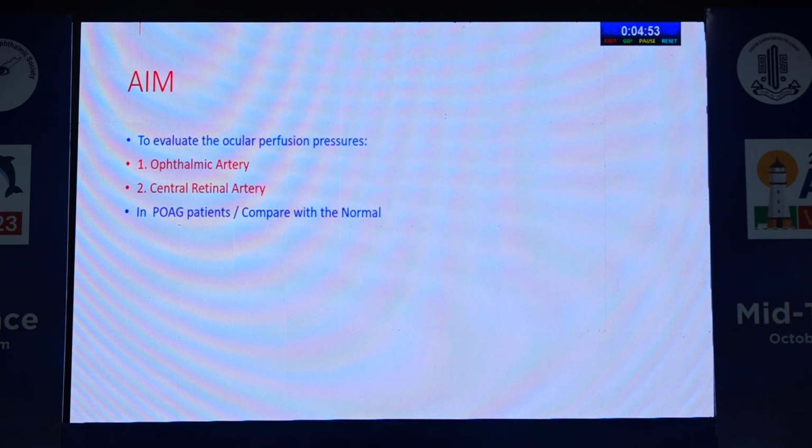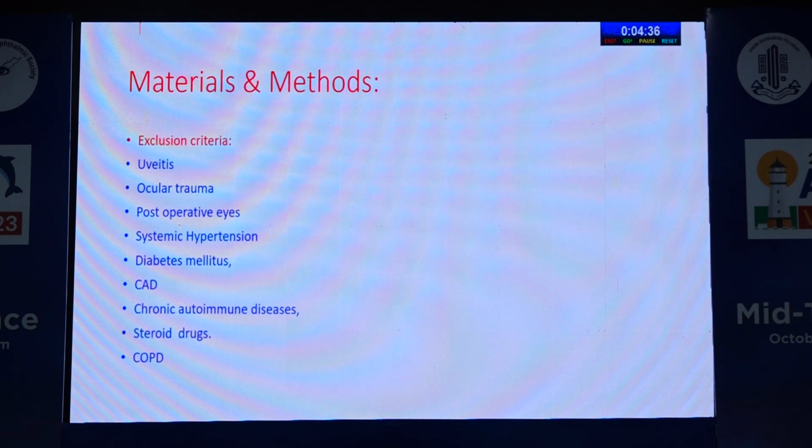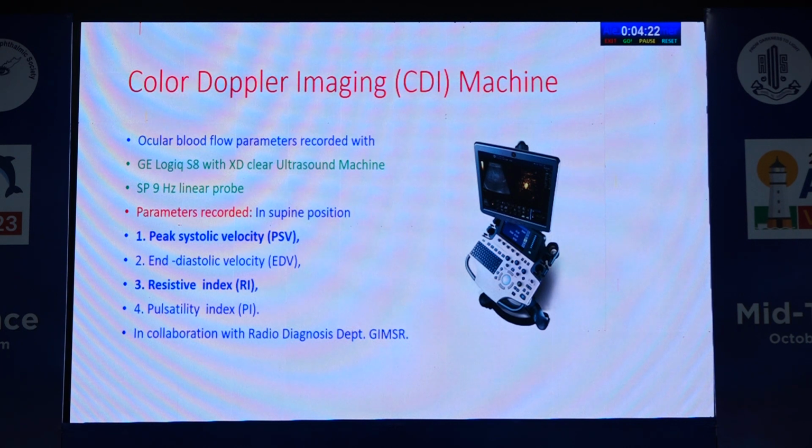Our aim is to record the ophthalmic artery and central retinal artery perfusion pressures. We did this study at the Gitam Institute of Medical Sciences in collaboration with the Radio Diagnosis Department. We included 20 patients of open angle glaucoma and 20 controls. We excluded uveitis, ocular conditions, ocular trauma, post-operative eyes, and systemic conditions like hypertension, diabetes mellitus, cardiac cases, chronic autoimmune diseases, COPD and steroid use. This is the machine we used, a GE Logiq S8 with a 9 MHz probe, and we mainly concentrated on the peak systolic velocity and resistive index.